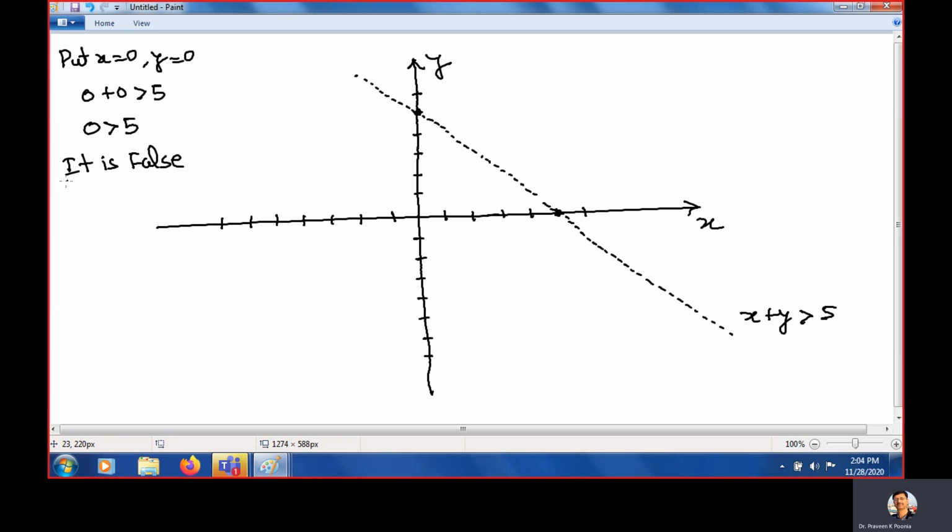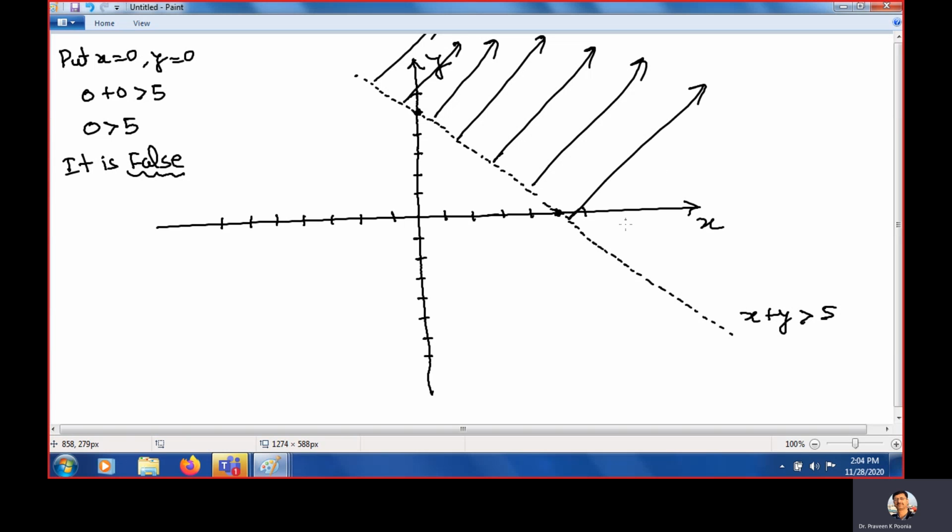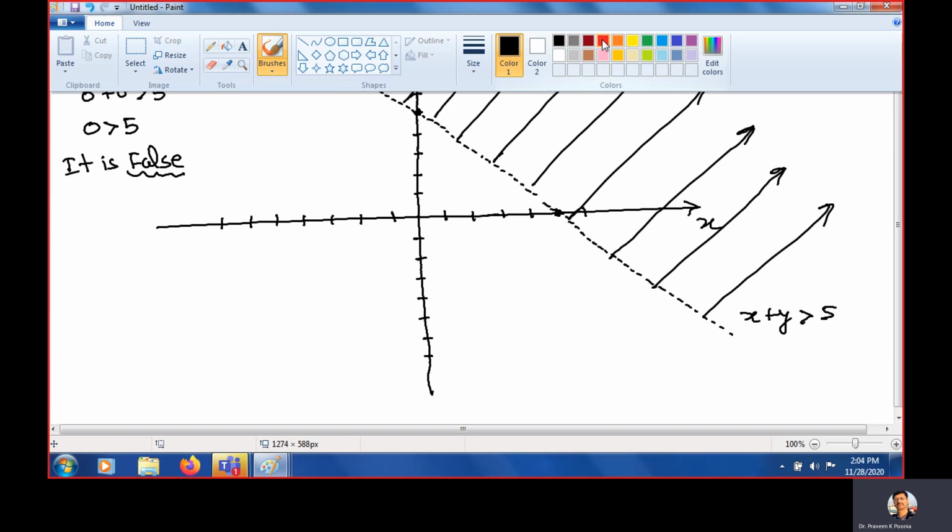It is false. False means what? The other side will be the solution. So this is the solution. Please remember, this side is the solution. So the first line I have graphed with black color. Okay, now let us choose the color red.